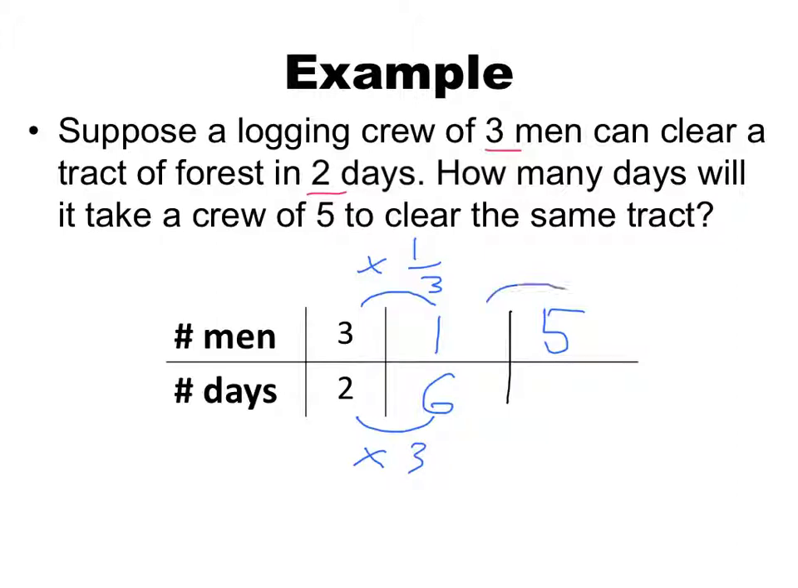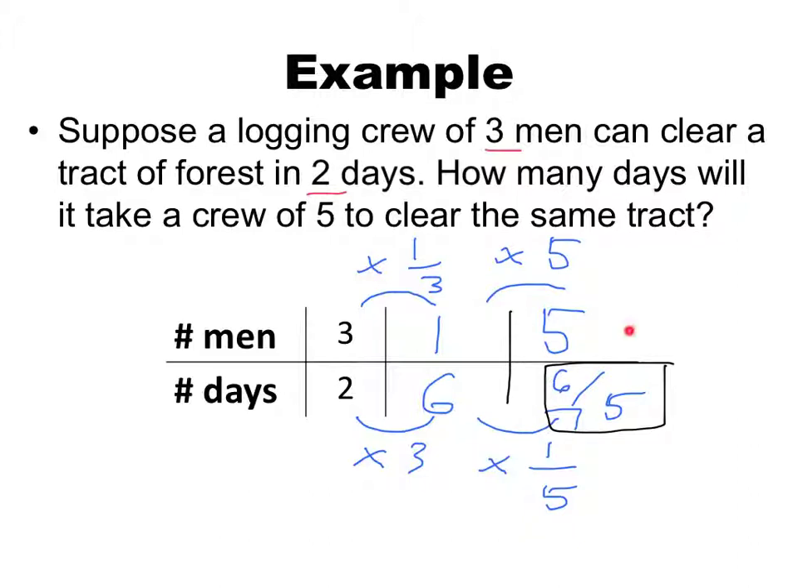Now let's go from a 1 to a 5. So I can do that by multiplying by 5. And so in the second row, I don't want to multiply by 5, I want to multiply by the opposite, which would be 1/5. And so I do that arithmetic, and that would be 6/5. And so here's my answer. It's going to take 5 men 6/5 of a day to clear this tract of land. So we see that in an inversely proportional relationship, whatever we do to one row, we have to do the opposite to the other row.